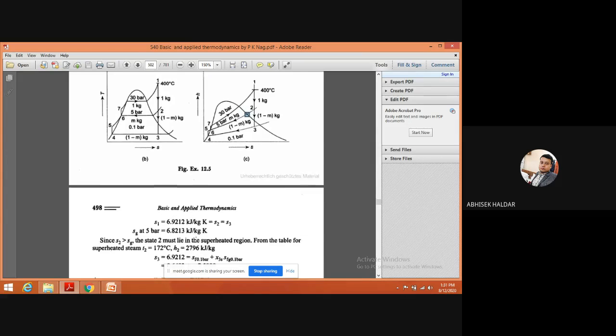Now to find this H2 value, see how they have found it. They have got this value: state 2 must be lying in the superheated zone. Okay, fine. From the table of superheated steam, they are using the steam table, but you can apply the Mollier diagram also. Now if I have to use the steam table, how can I find it out? I just have to find 5 bar.